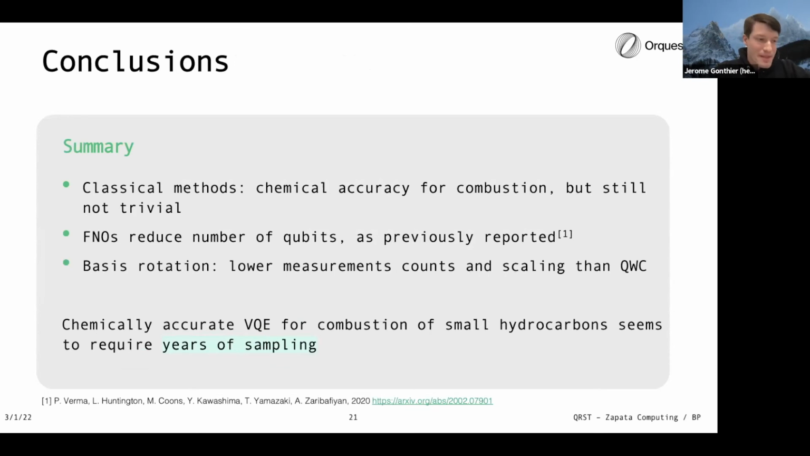So in summary, it's necessary to first evaluate the performance of classical methods to understand how they're doing. In that case, we can reach chemical accuracy for combustion, but it's not completely trivial. For larger molecules, we may have some difficulties and need some higher level methods that may be complicated to use. We saw that using this FNO method, we can reduce the number of qubits efficiently, and that the basis rotation grouping is good at lowering the scaling of the number of measurements. But in spite of all of that, chemically accurate VQE for the combustion of these small molecules still seems to require years of sampling if we want to have enough energy evaluations to optimize the parameterized circuit.